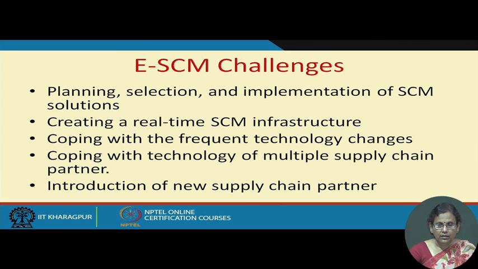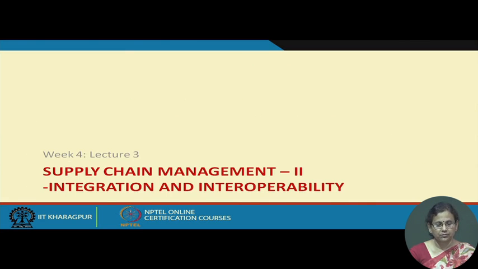Then, in case a new supply chain partner comes in, making him adopt your technologies for sharing is also problematic. So, implementation wise it is a problematic area. If you simply talk about supply chain integration and interoperability and the benefits coming out of it, it is fine, but actually automating the whole process and the technological issues behind it can create many hindrances for automation of the supply chain.